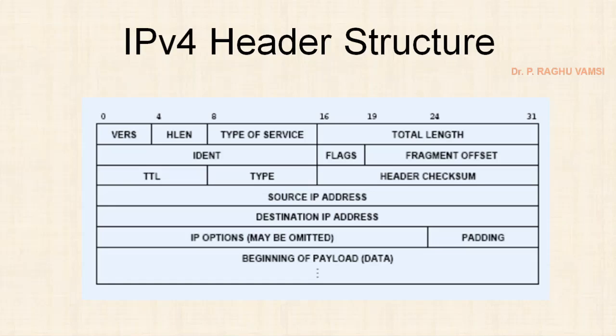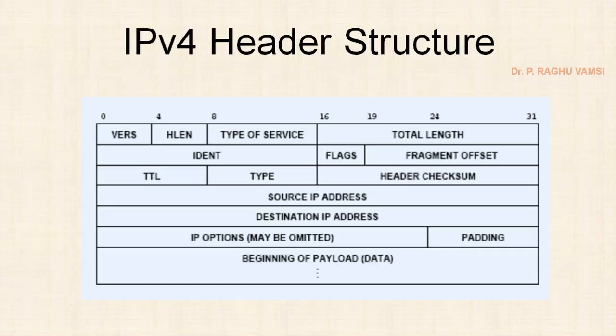What are the protocols that are available in the network layer? IP, that is Internet Protocol, ICMP, Internet Control Message Protocol, IGMP, Internet Group Management Protocol. So these are the various protocols available at the network layer. Now we'll see one by one what are the possible attacks on these network layer protocols. In this, first we are going to see the IP protocol, Internet Protocol.